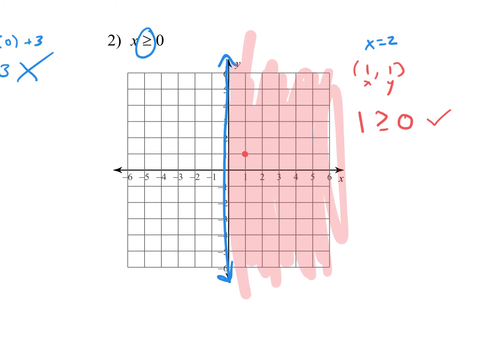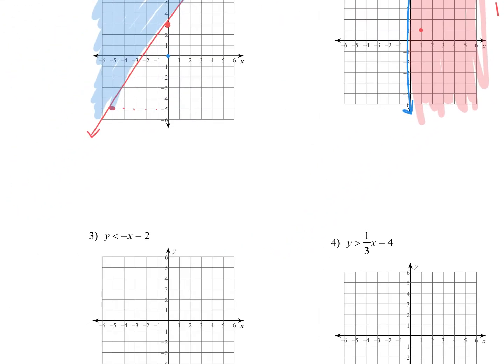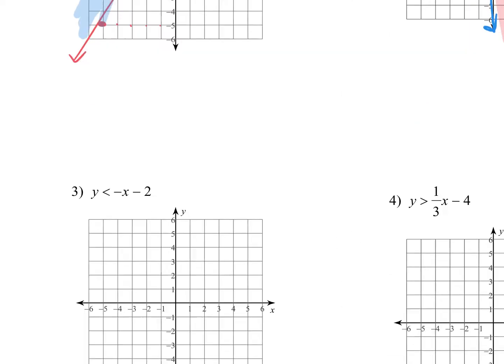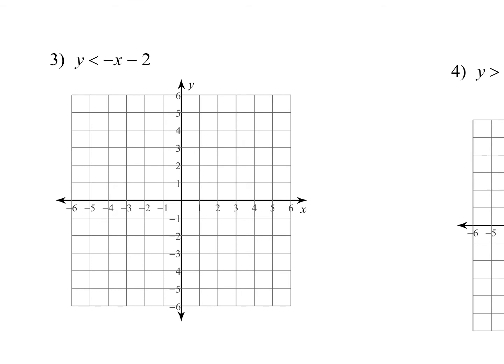Any questions here? All right, next one. What do I start? Put that point, -2. And what's my slope? -1 over 1. All right, so I'm going to go down 1 and to the right 1. Do I have a solid line or a dotted line? Dotted line. So I'm going to put a dotted line through these points.